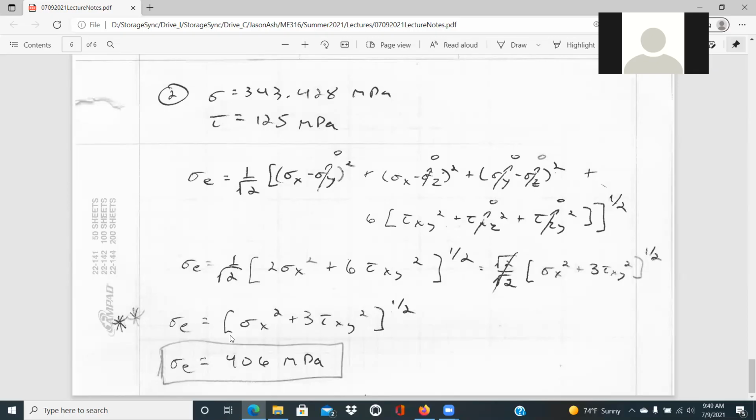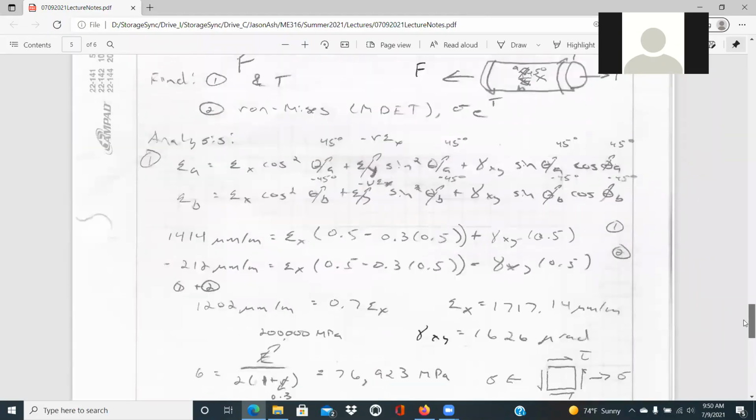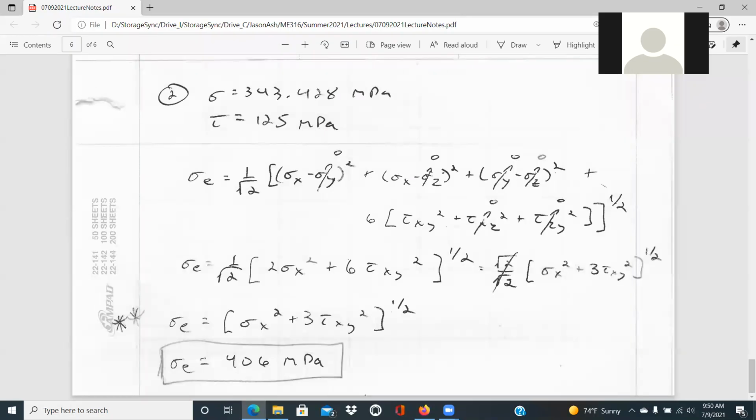And so that's a bit of a simplification from the bigger von Mises or maximum distortion energy theory. Plugging those two values in there, we find that our equivalent uniaxial state of stress is 406 megapascals. And so that is it. That kind of covers that second example problem, dealing with just an axial force and a torsional torque applied to it. No pressures at all on that one.